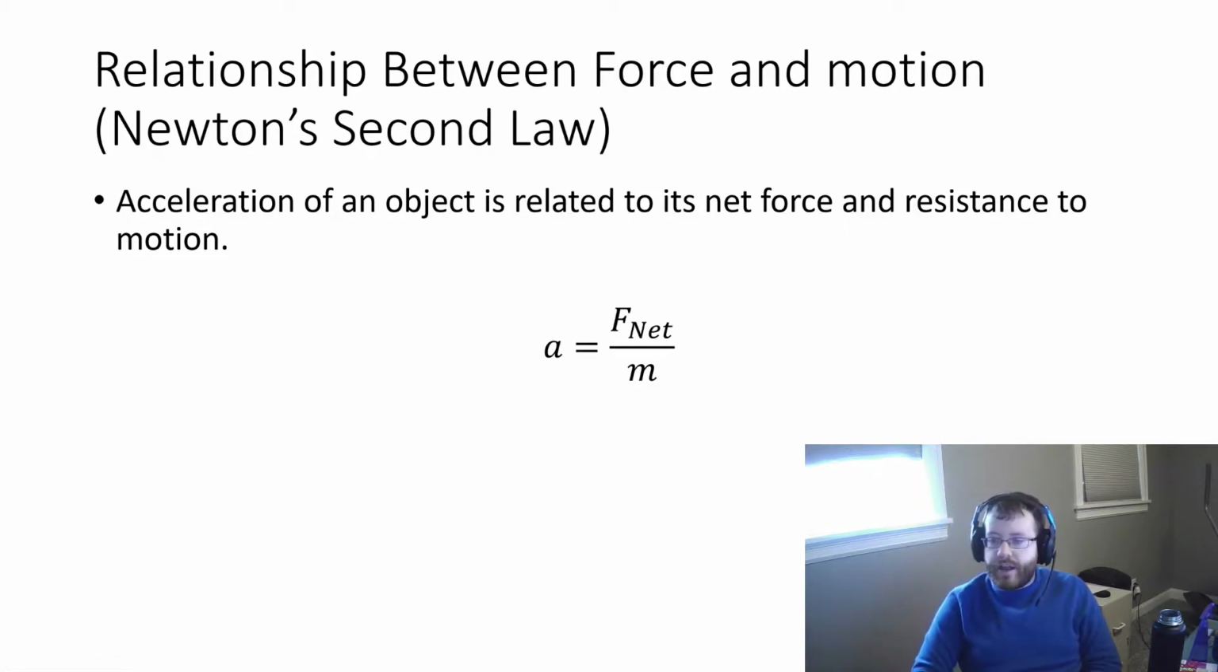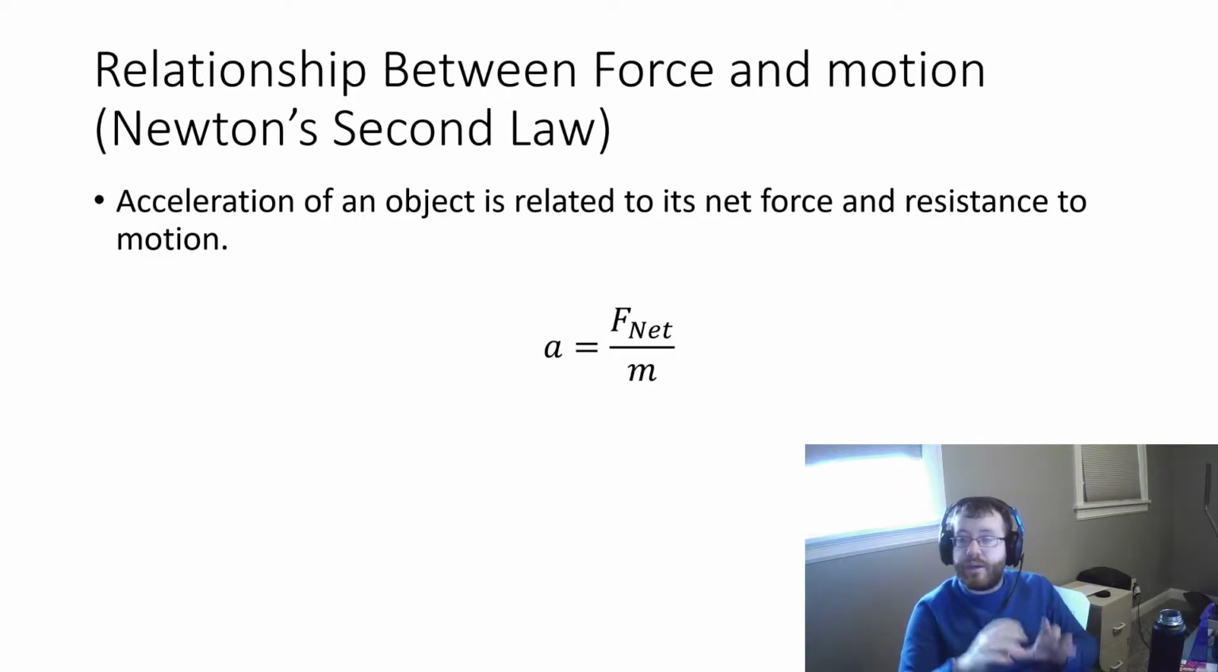What Newton's second law says is that the acceleration of an object is equal to its net force divided by its mass. In other words, when an object has a net force on it, it will accelerate. And its mass actually makes it harder to accelerate, which should hopefully make some sense.